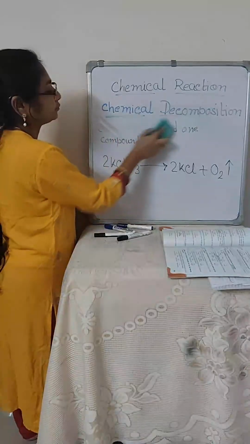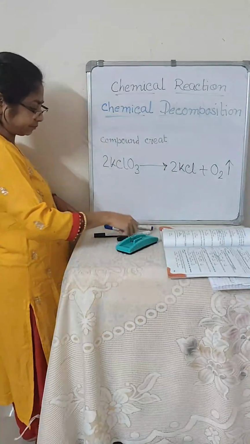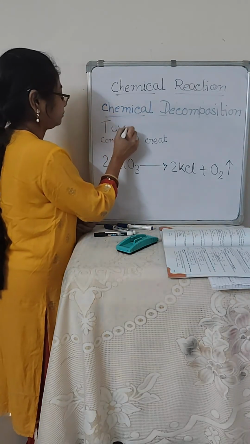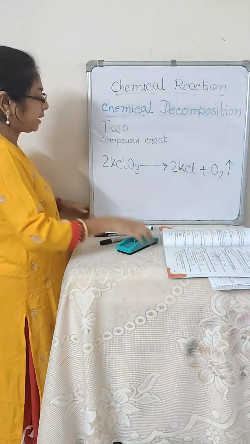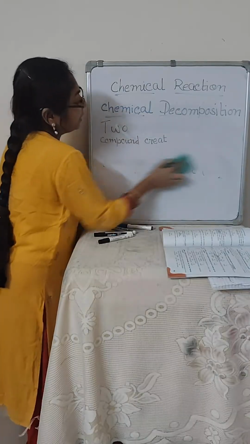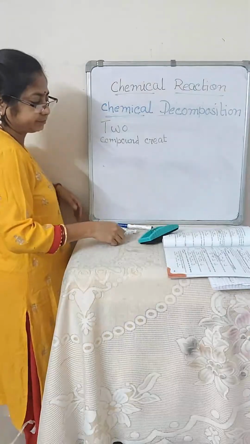Next one. Two elements create. Now I write where one compound breaks down but no element is created. Two compounds create.